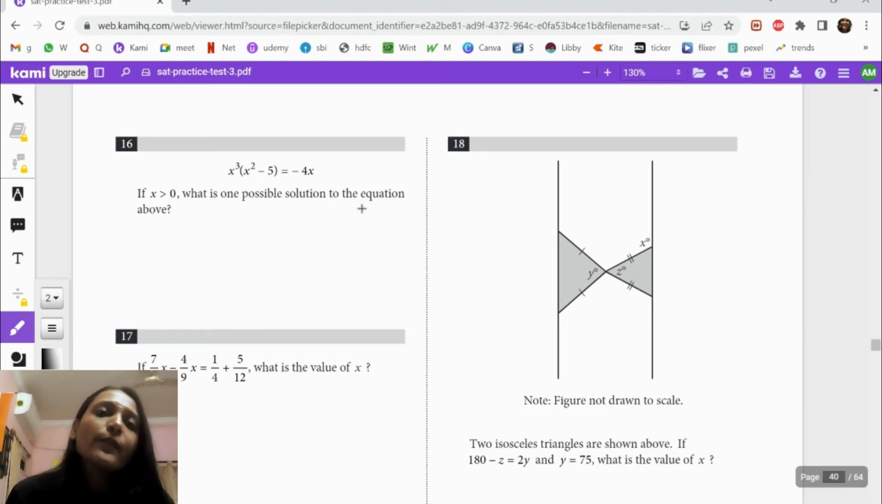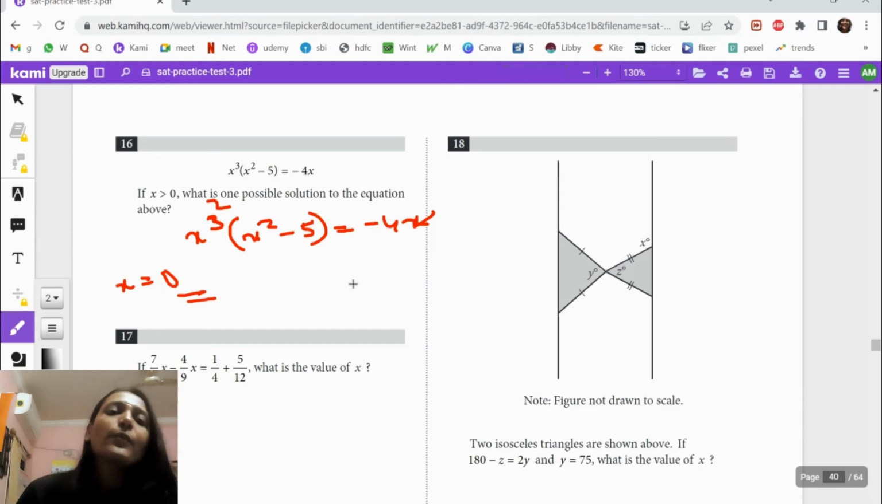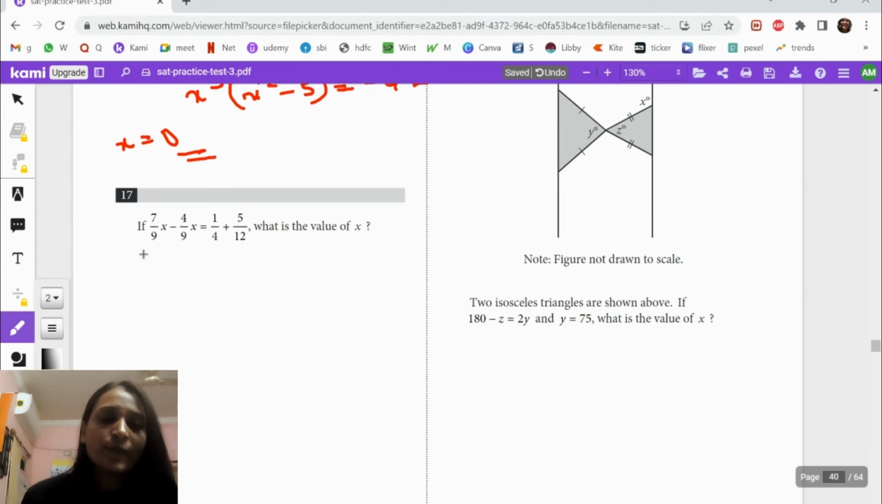Here we have: what is the one possible solution to this equation, x cubed times x square minus 5 is equal to minus 4x. So first thing is we can cancel out an x. So I'm just going to write it down. x square minus 5 is equal to minus 4x. So when I cancel out the x, one solution would be x is equal to 0. Now I'm getting a square term multiplied with another square that should be equal to negative 4. So that is not a solution. Therefore, x equal to 0 is our only solution.